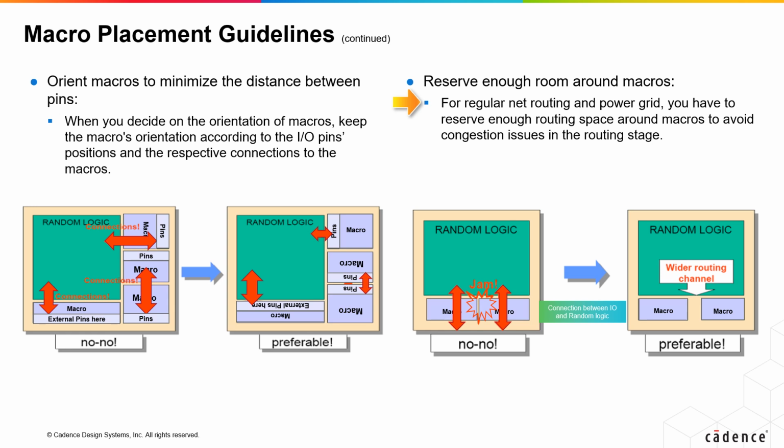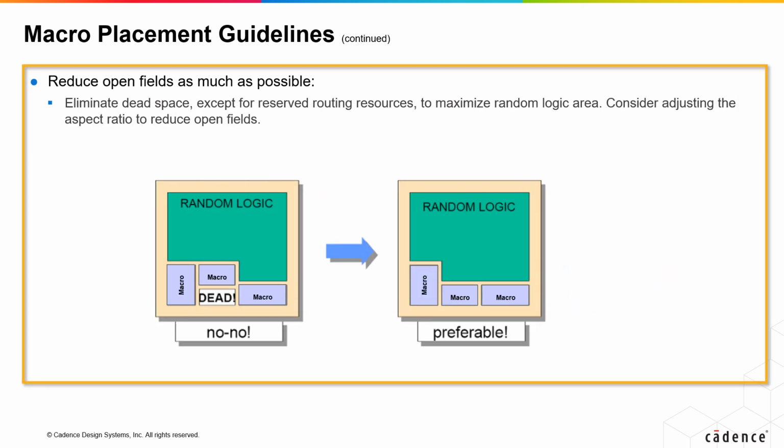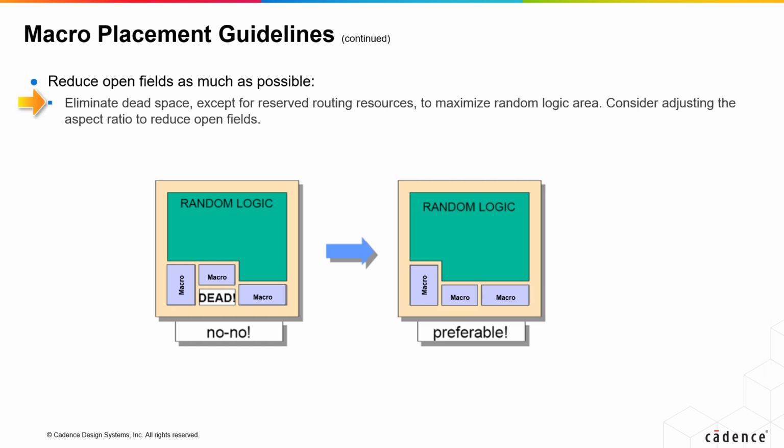The final guideline is to reduce open fields as much as possible to increase the random logic area. Eliminate dead space, except for reserved routing resources, to maximize random logic area. Consider adjusting the aspect ratio to reduce open fields.